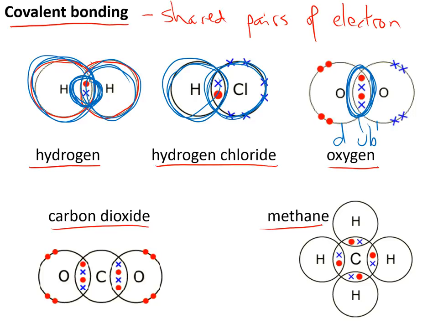So, oh dear, my computer can't write. It's called a double bond. Okay. And then we've got methane here, probably the most complicated one you need to know about.